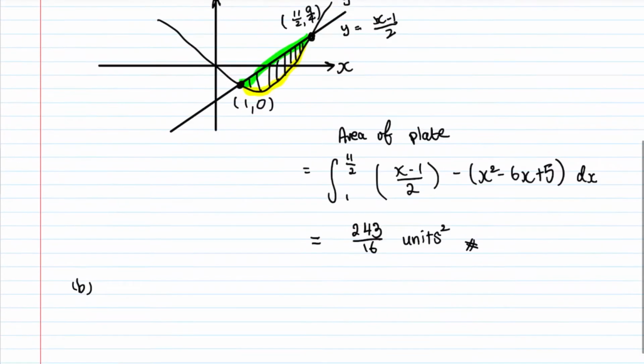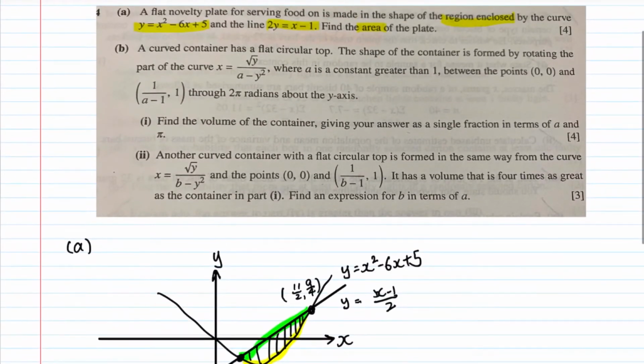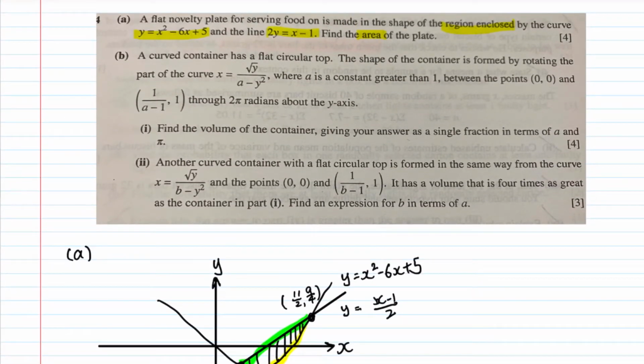Part B, they're asking: a curved container has a flat circular top. The shape of the container is formed by rotating, so we're going to be looking at volume. Very clear signs here. Rotating the part of the curve x equals root y over a minus y squared, where a is a constant greater than 1, between the points (0, 0) and (1 over a minus 1, 1) through 2 pi radians.